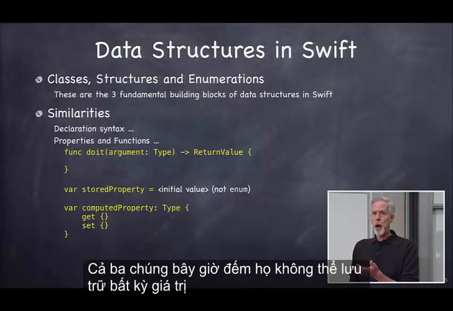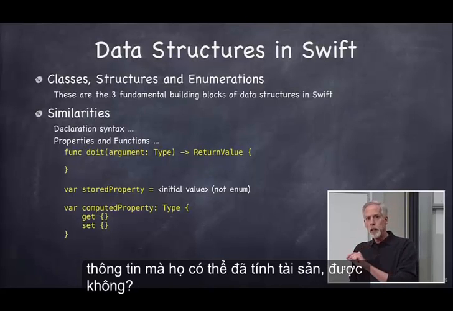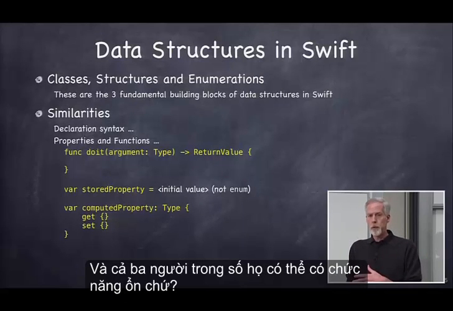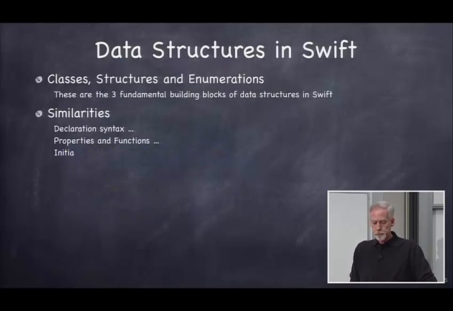Now enums, their properties can't store any values. You store the values in an enum in that associated information, but they can have computed properties. Okay, and all three of them can have functions. Right? So it's important to understand. So they're very similar in that way.